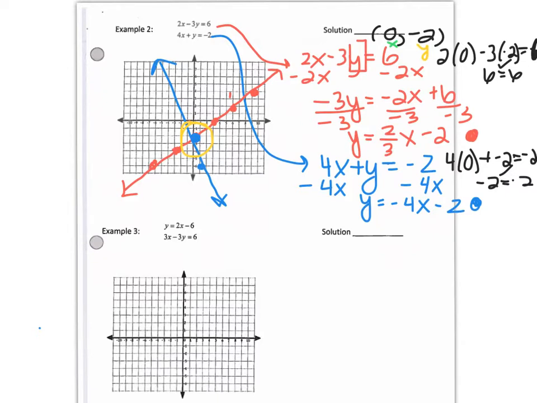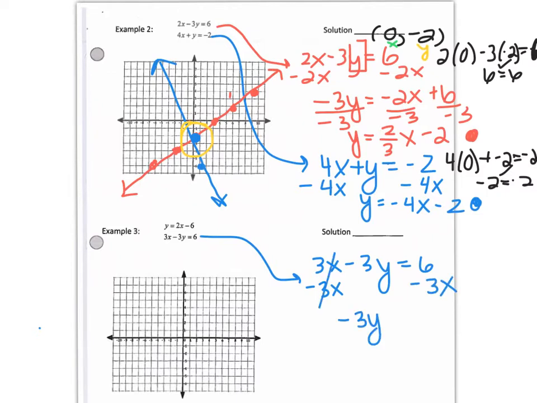Okay, if I look at the last example, I see that my first equation is already in slope-intercept form. So the only equation that I need to rewrite is the second one. So I've got 3x minus 3y equals 6. I'm going to subtract 3x from both sides. And I get negative 3y equals negative 3x plus 6. Divide both sides by negative 3. And I get y equals x minus 2.